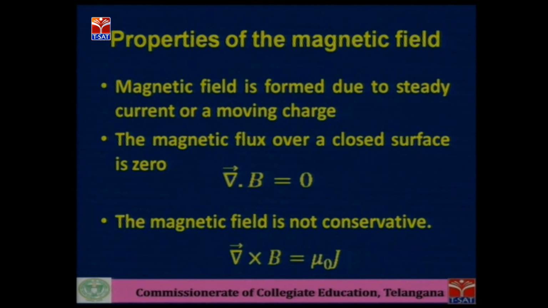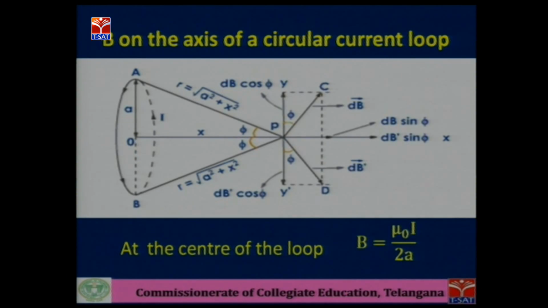Then the other property is the magnetic field is not conservative. What is a conservative force? If the work done by a force is not dependent on the path, then we can say that it is conservative. An electric field is a conservative force, but the magnetic field is non-conservative. So mathematically we can write the curl of B is equal to mu naught J, where J is the current density. Then let us look at some of the applications of Ampere's law.